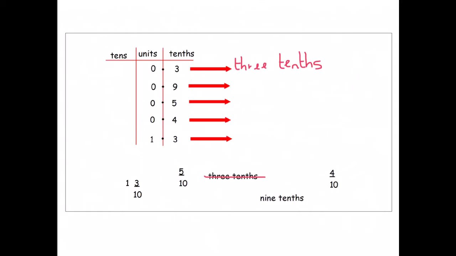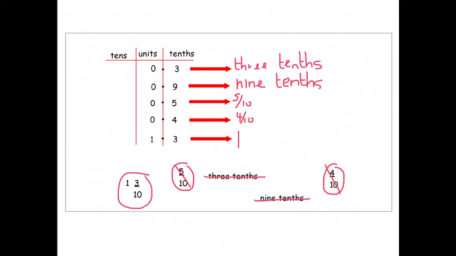The second one, 0.9. Well, that's 9 tenths. Again, let's write it in, 9 tenths. Third number down, we have 0.5. You can see it there as a fraction, 5 tenths. Fourth one down is 0.4. Again, we have it as a fraction, 4 tenths. And our final one is 1.3, which is 1 whole one and 3 tenths.